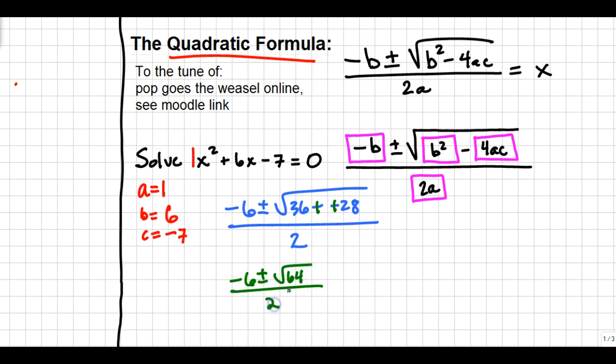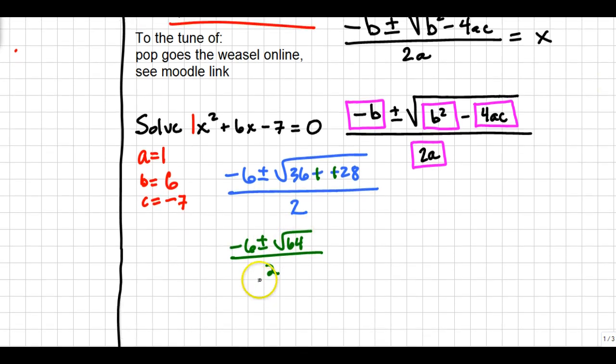Underneath I've still got a 2. The good news here is the square root of 64 I know by heart. Square root of 64 is 8. So now I've got negative 6 plus or minus 8 over 2.